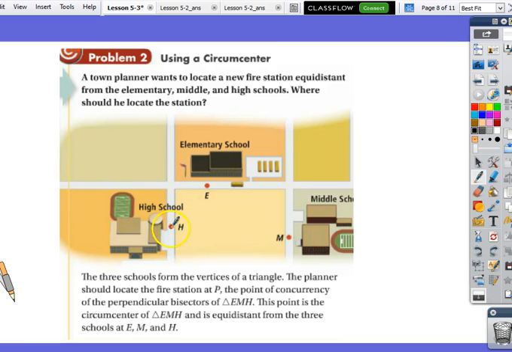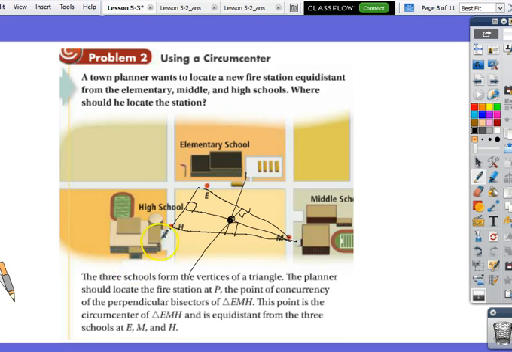So if you looked at this right here as a triangle, and you went and computed the perpendicular bisectors of each side of the triangle, you could find the point of concurrency, and then you would know where to build your fire station.